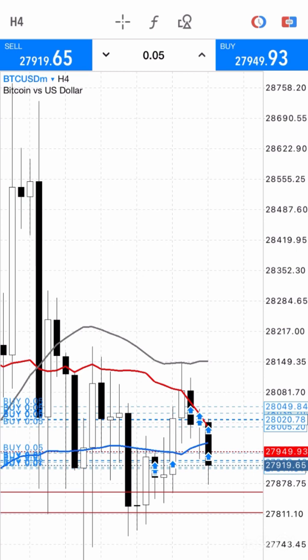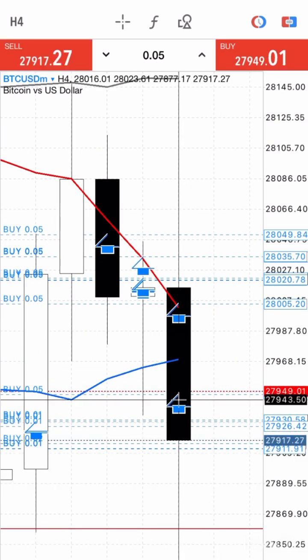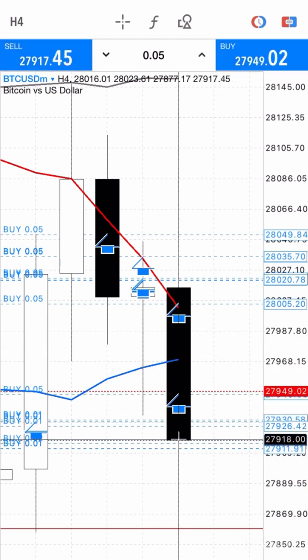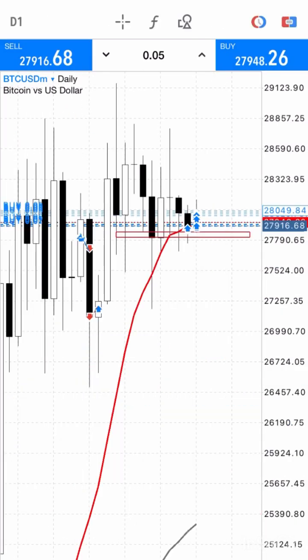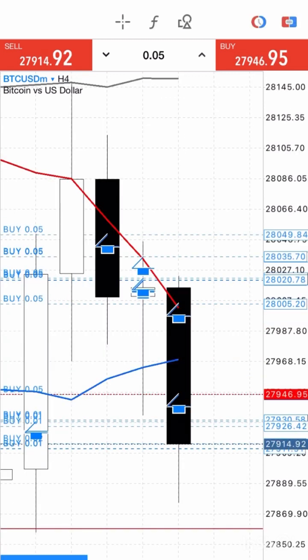I'm looking for the 4-hour candle to close. That's the main thing. I'm seeing where the 4-hour candle will close. Will it close below this blue line, or will it close above? Closing above or below will not change anything, because the main target is the daily time frame, of course. So yeah, we'll see what happens.